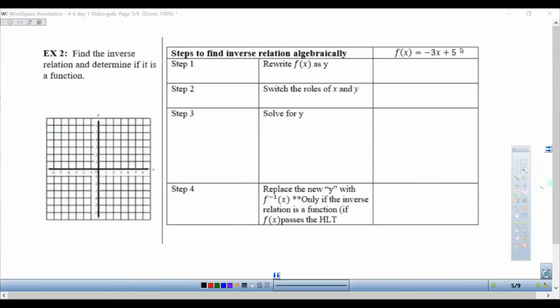Okay, so for this example, we're going to do all the graphs first and kind of talk about how that's related to the horizontal line test and what we did with the table and switching X and Y. So we're going to kind of go out of order and just do the graph part of each of these and then come back and do the algebraic part. So for example 2, we're finding the inverse relation and determining if it's a function. So we just talked about the horizontal line test.